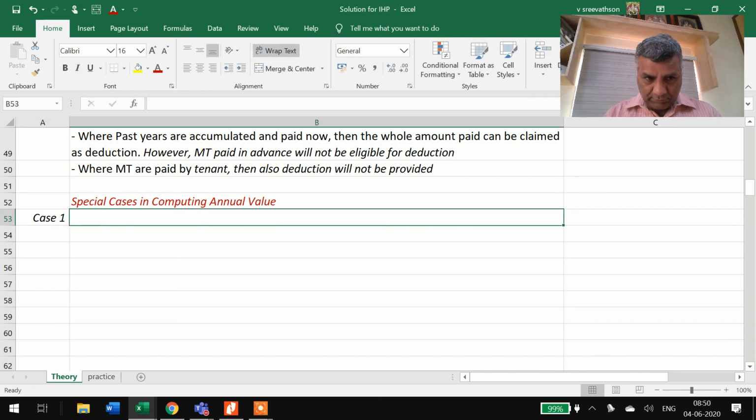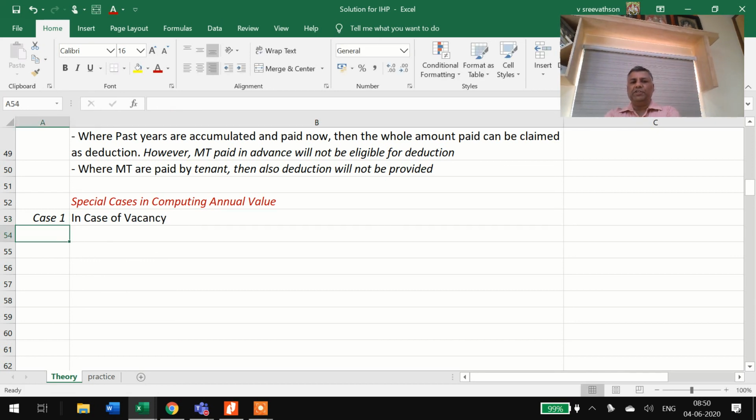Case 1: in case of vacancy. You let out the house property on rent, my dear friends, and unfortunately the property has remained vacant for a particular period of time. In that case, how to compute?